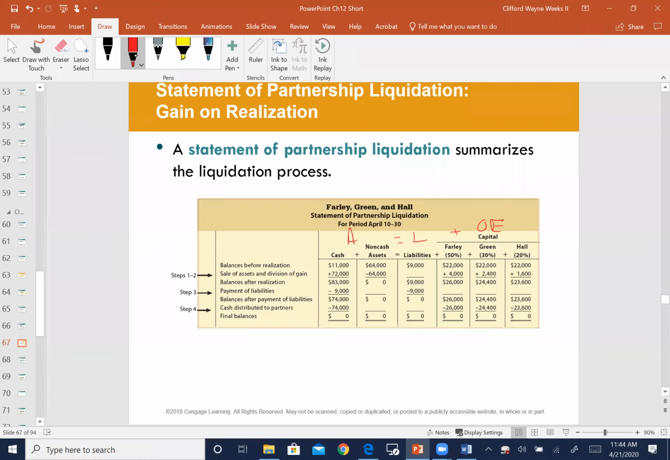And then, wow, isn't that cool, that we have $74,000 in cash and we owe $74,000 to our owners. Oh, isn't that nice and clean? Doesn't that give you a sense of, woohoo, I did it right, because now we can all go our separate ways.